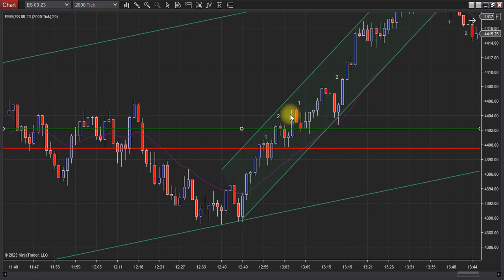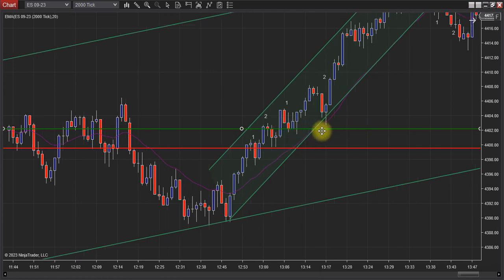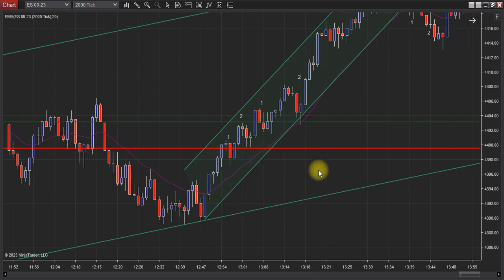I never feel incredibly happy about my entry whenever I get filled in a situation like this where the price comes back. But it is what it is. Sometimes the price just shoots straight up. Sometimes you're only able to enter on a stop market order. So just be aware of that.